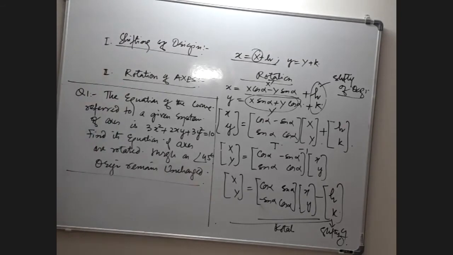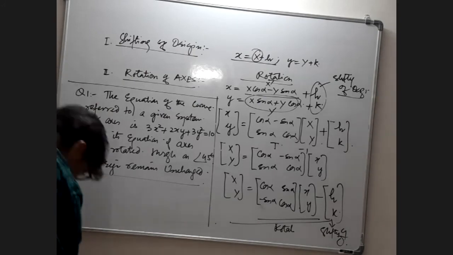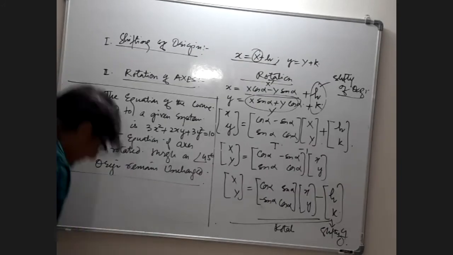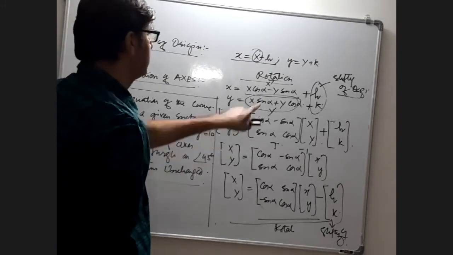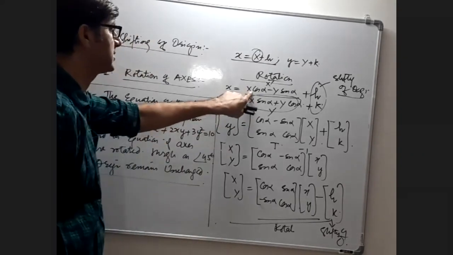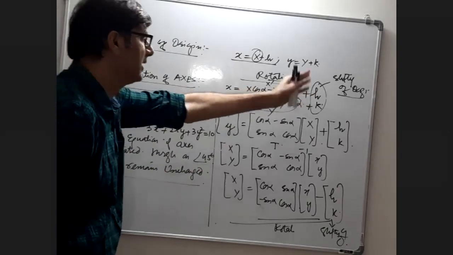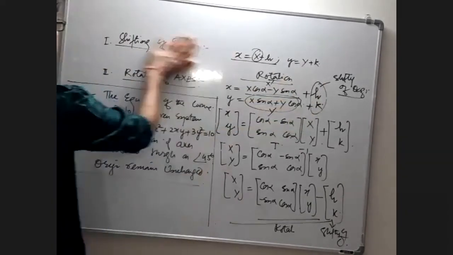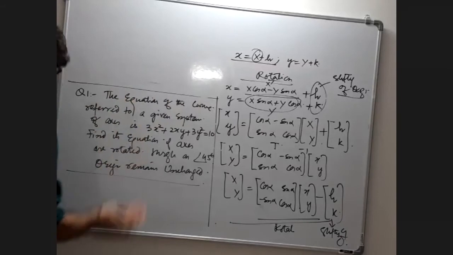Now, the question is yours. So you can read out the question. What I have written: the equation of the curve referred to the given system of axes is 3x squared plus 2xy plus 3y squared is equal to 10. Find its equation if the axes are rotated through an angle of 45 degrees. So we will make use of this set of equations. X is equal to x cos alpha minus y sin alpha. यहाँ पर देखिए, I will just write down the equation for you.